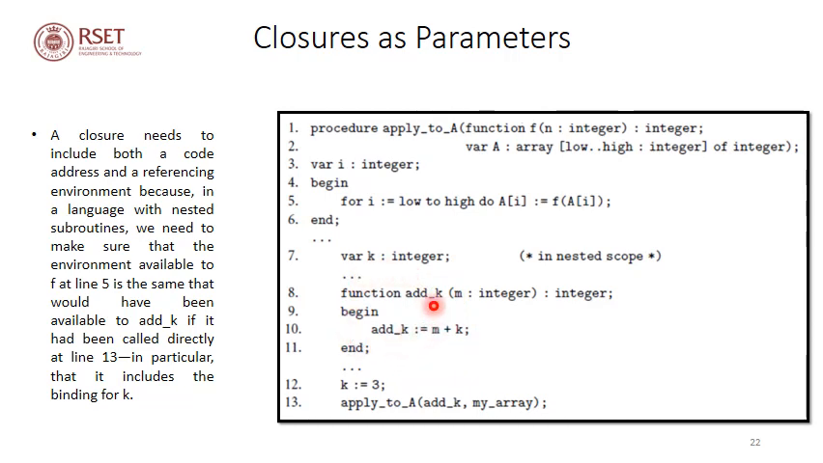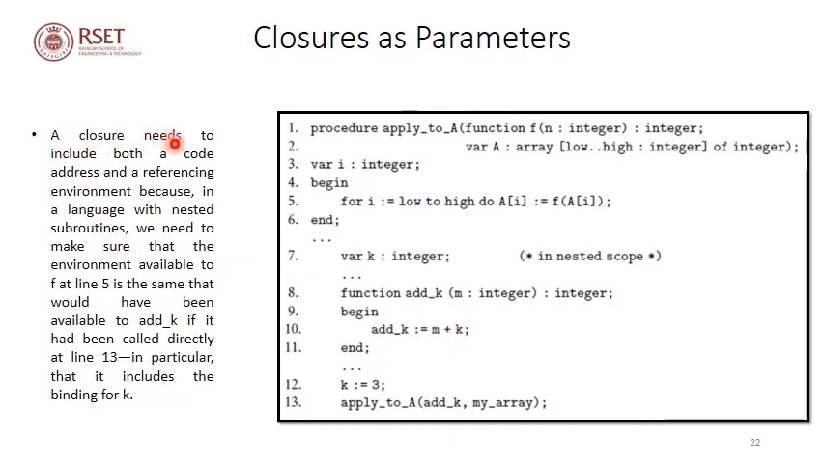However, since add k is a closure, it will be preserving the value of k and it can be accessed within add k. Its environment will be preserved. And in line 12 we are assigning the value 3 to k. So all this information will be preserved within the closure add k. Now when you pass add k as a closure to apply to a, there also we will be able to access the entire environment that is available for add k. Add k will still be able to access the environment of k and the value of k. So that is what is said here.